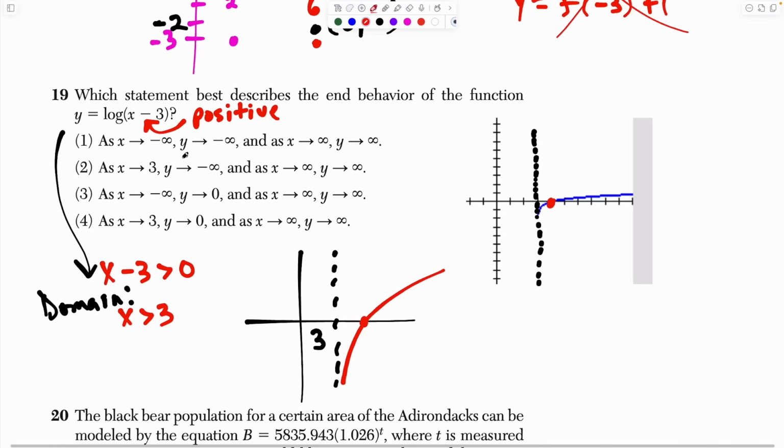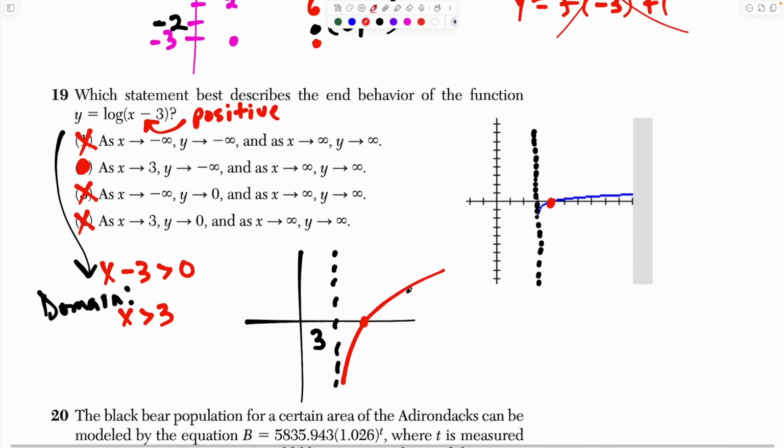But now if we look at the end behavior, x going to negative infinity is just not possible because the domain is all x greater than 3. We can't go all the way to the left. We have to stop at x equals positive 3. So choices 1 and 3 are out because we can't send x to minus infinity. However, as x approaches 3, the y value is going down to negative infinity. So that one is true, and it's going to be choice 2.